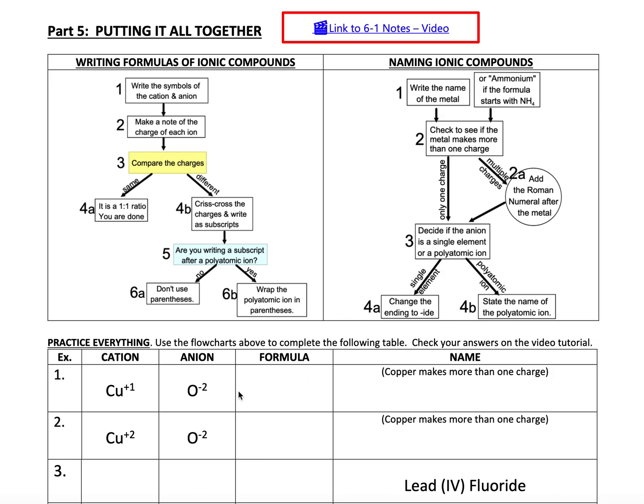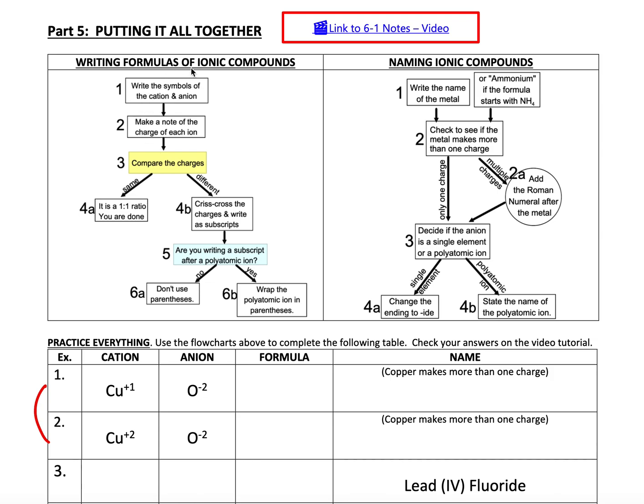But the first thing we're going to do is talk about examples 1 and 2. And the reason I want to talk about examples 1 and 2 together is because they're really similar. They both have copper and they both have oxygen bonding together. But the difference here is that copper makes 2 different charges. So that's something that we have to focus on.